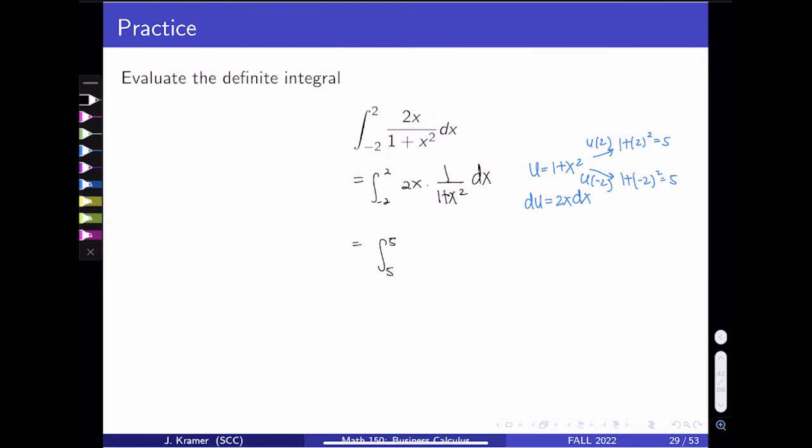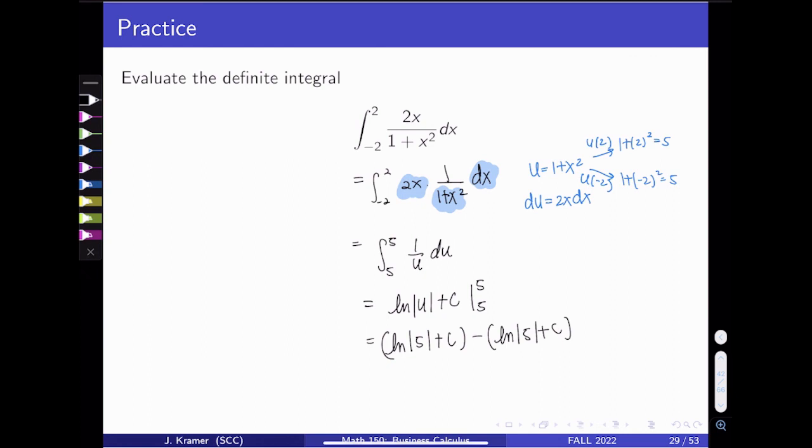So when I make my substitution, I have 1 over u du, substituting in du for 2x dx, and then substituting in u for the denominator. And we know from our rules of antiderivatives that the integral of 1 over u is the natural log of the absolute value of u plus c, and we'll evaluate from 5 to 5. So we're looking at the natural log of the absolute value of 5 plus c minus the natural log of 5 plus c, which ends up equaling 0.